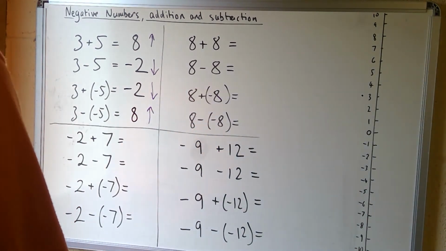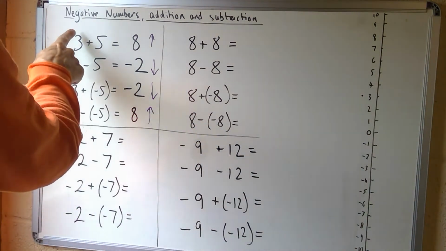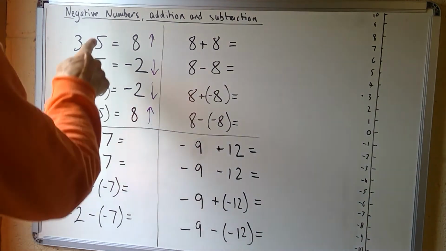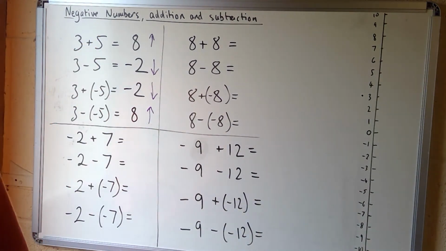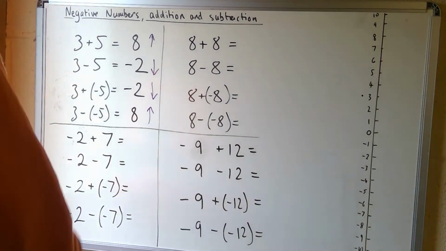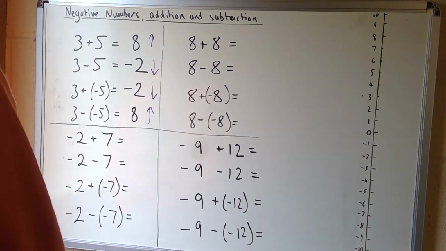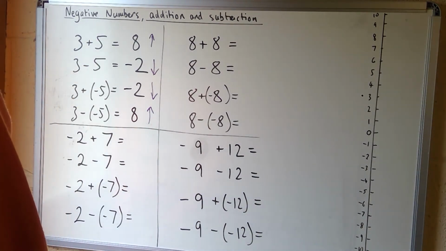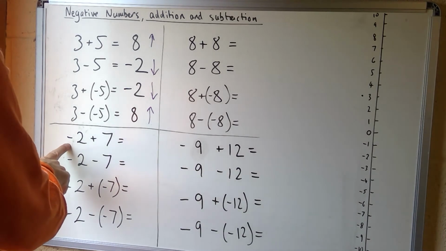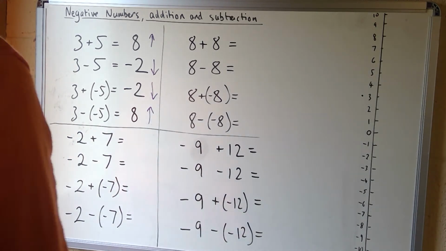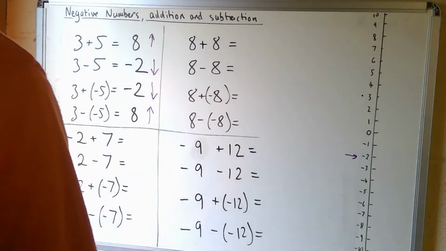So really what I want you to remember is your first number is your start position, your second number is how far you go, and the signs will determine whether you go up the number line or down the number line. If my first number is negative, that just defines my start position, nothing more.